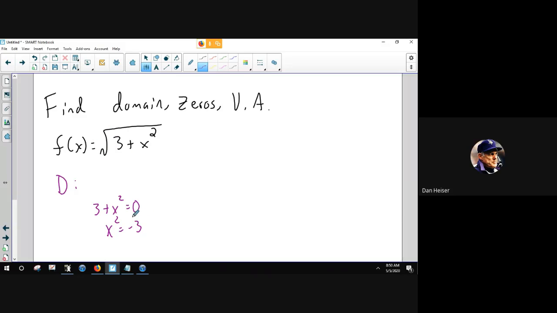The only way I get a negative number inside is if I have an imaginary number. And since we are confined to using real numbers, there are no bad real numbers. The domain is everything. Negative infinity to positive infinity. No matter what I plug in here to x, I will get the square root of a positive number. Even if x equals negative 72 billion, we're squaring it. Squaring a negative is automatically a positive. And then we're adding 3 to an already positive number. There is no way I will get a negative inside of here.